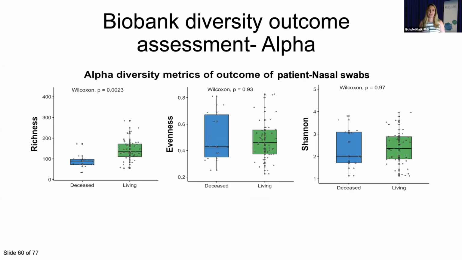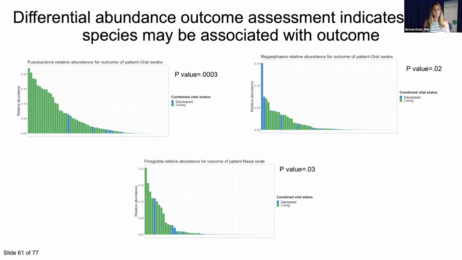However, what we did see was that in the nasal swabs, the people who were living versus deceased had a significant increase in the richness. Again, this is the overall number of bacteria. So potentially there is something there when we look at nasal swabs in a cross-sectional study here.